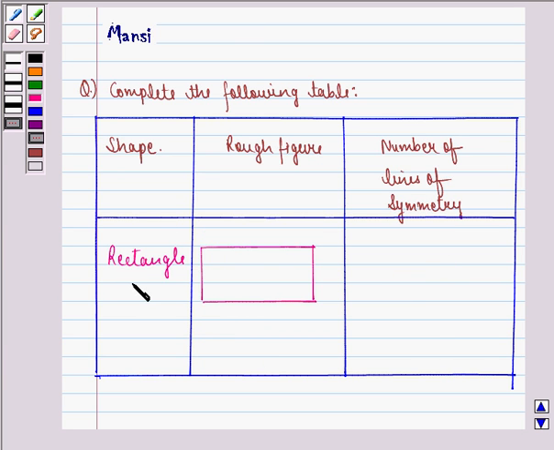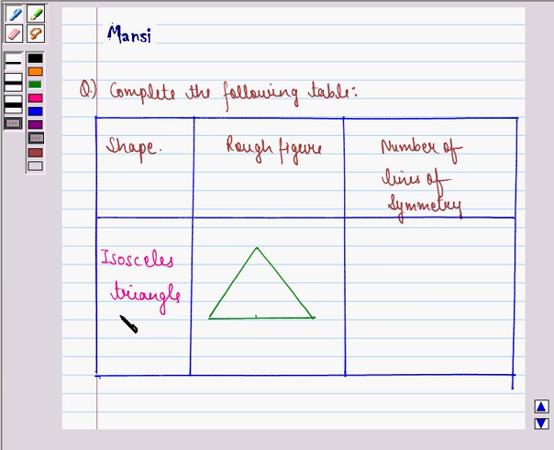Now next is rectangle. We see that this is the rough figure for a rectangle. Now we have to find the number of lines of symmetry. So the first line of symmetry is the horizontal line of symmetry, and second is the vertical. So we see that in this part we have 2 lines of symmetry.